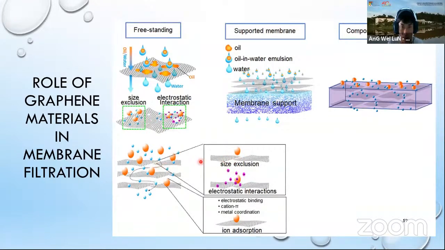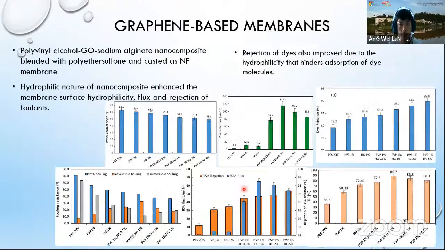The benefit of graphene in the membrane is that it can act as size exclusion. Because between the layers we have a gap, this prevents impurities with a larger size from passing through, or it could be due to electrostatic interaction, where we either repel the impurities or capture them in the graphene layer. I'm just going to quickly go through some examples of the use of graphene, graphene oxide or composites in membrane synthesis.